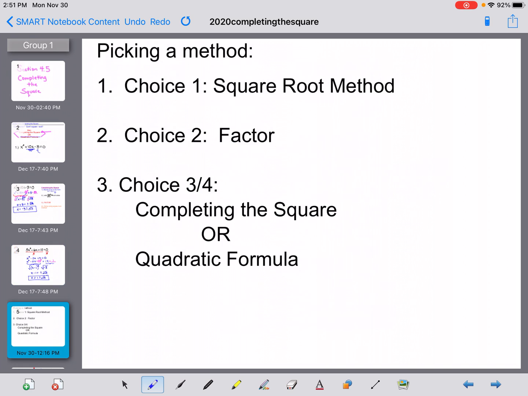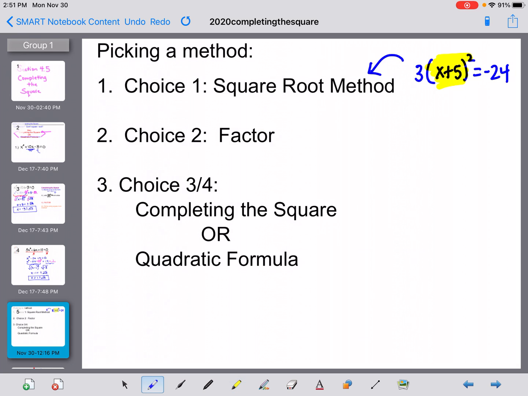Now, when you have to pick a method, you've got 4 choices, right? We're assuming graphing method is not on the table. What I would do is when you have, and this is going to happen on the homework assignment, you have 4 problems and you have to use a method for each one. Method choice number 1, easiest to identify, is the square root method. So for example, if I had something like 3x plus 5 squared equals negative 24, that would be a square root method problem because I've got this quantity squared.